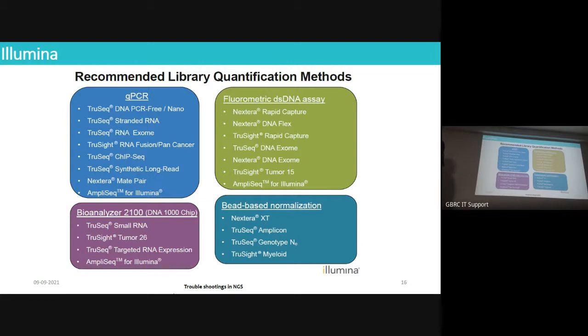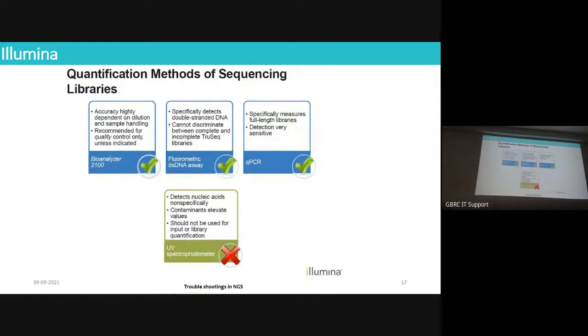Then fluorometric assay, as I told you, and then bead based normalization, sometimes this is also followed, and then the bioanalyzer. Typically in GBRC we use a combination of three: a Qubit fluorometer, the bioanalyzer, and the quantification using either digital PCR or qPCR. On the first day I think you have seen the library quantification using both techniques, right? So that is a standard practice to be followed.